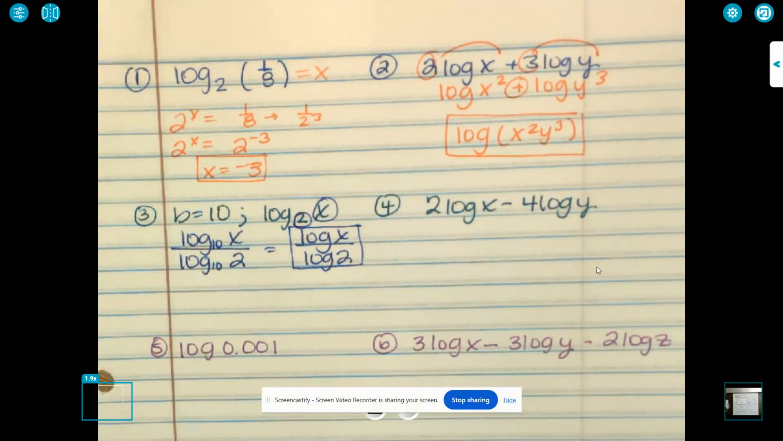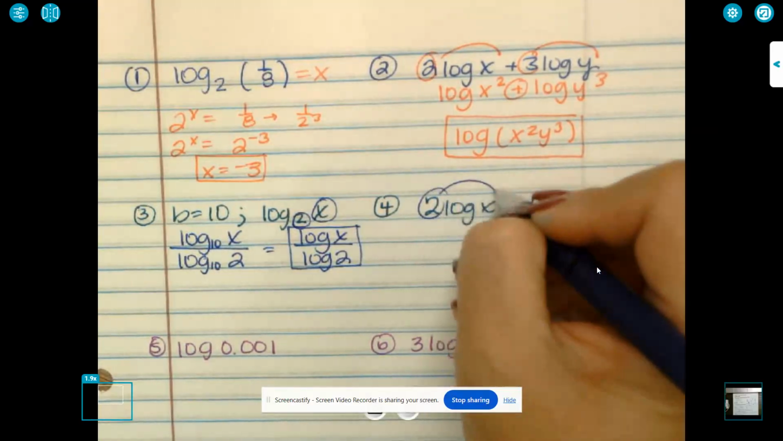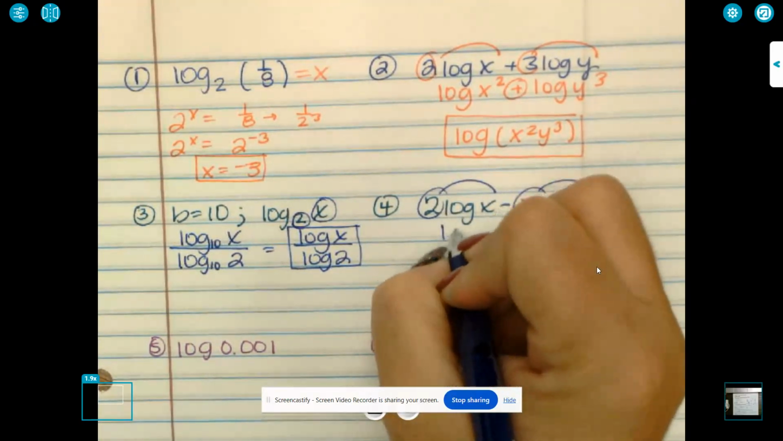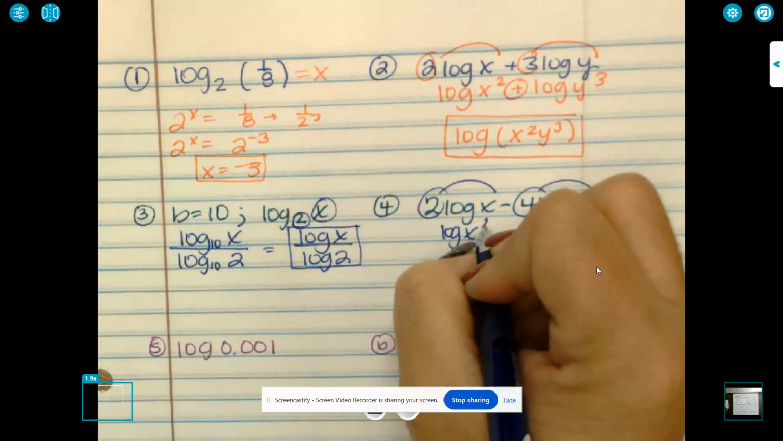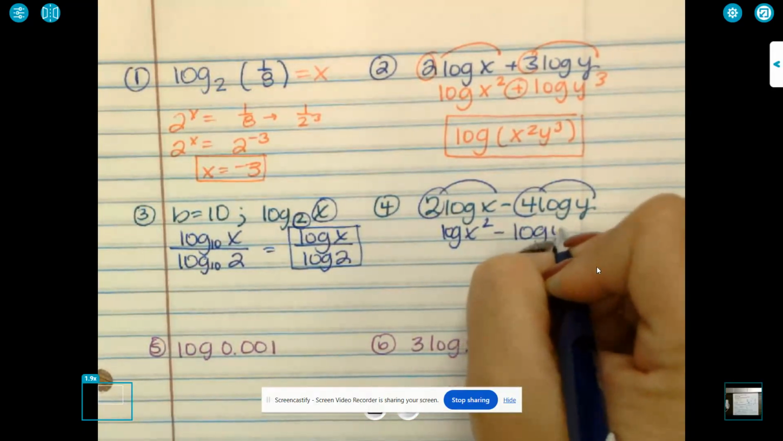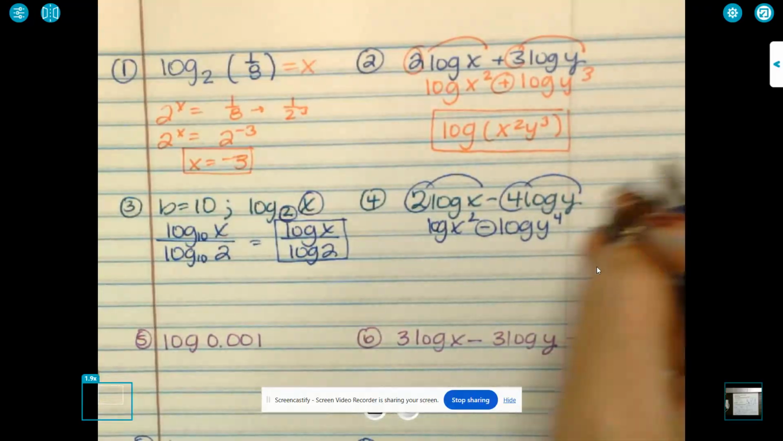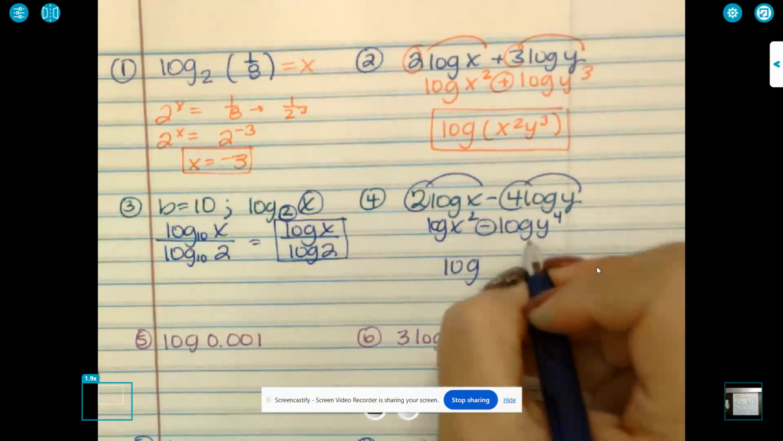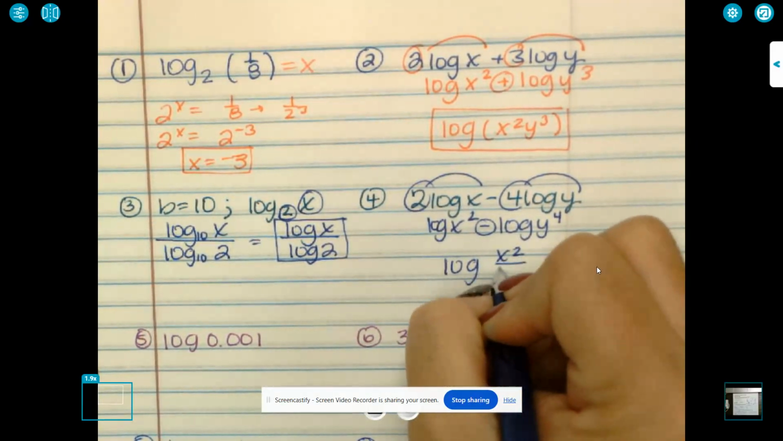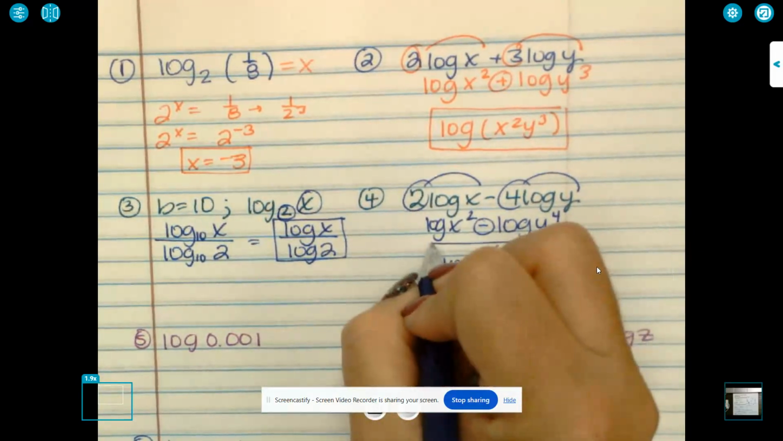Number 4 is another condensed problem. Again, I'm going to move these exponents back where they belong. So that's first log x squared minus log y to the 4th. This time you're going to see a subtraction sign, which means we were dividing. So our final answer is log of x squared divided by y to the 4th.